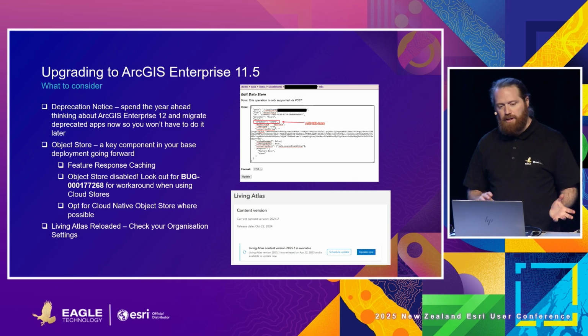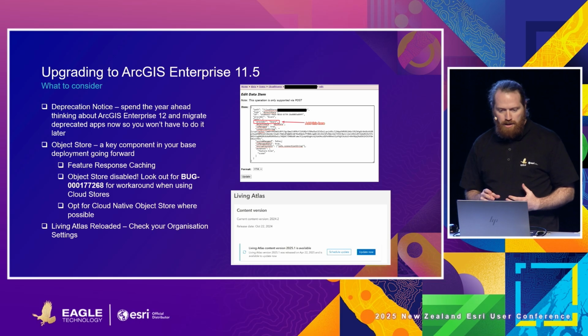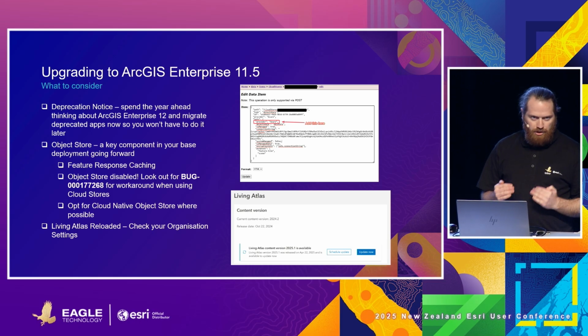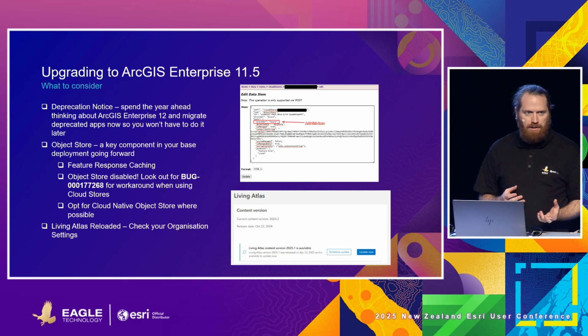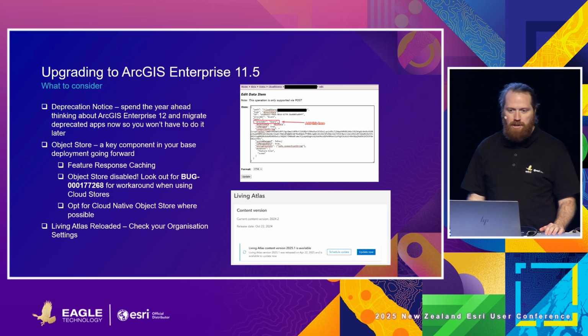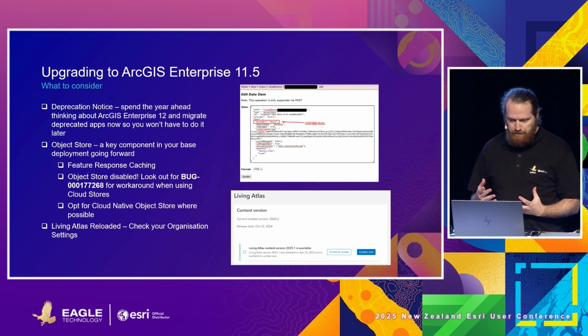Now, just to cover off at the end, some of the things to think about when we're upgrading to 11.5. So this is the last version for Enterprise 11. This is kind of a transition version before we get into 12, and we've talked a little bit earlier on about what's being deprecated. I would say if you're moving to 11.5 at the moment, it's probably a good time to spend the rest of the year ahead thinking about migrating apps and making sure that everything is moved over ready for version 12.